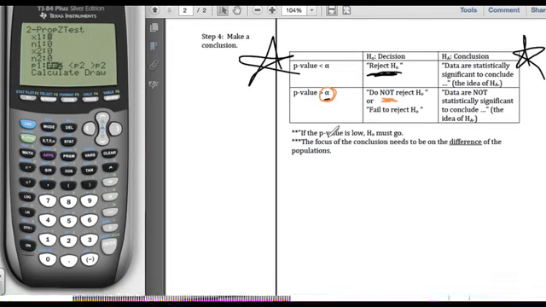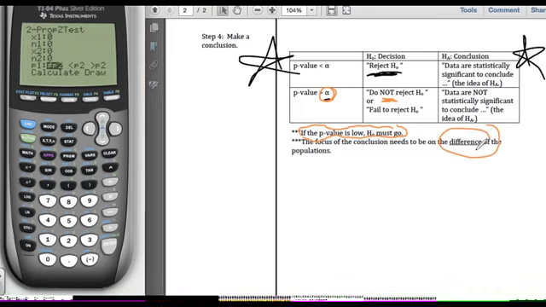One way to think about this is if the p-value is low, if it's lower than your alpha, H0 must go. So it's a rhyme you can use to help you remember this. If the p-value is low, H0 must go. We reject it. Also, our conclusion here about HA needs to be on the difference of the population. Not they're the same, but how they're different. Less than, greater than, or not equal to. We're going to look at two examples in the next two upcoming videos.